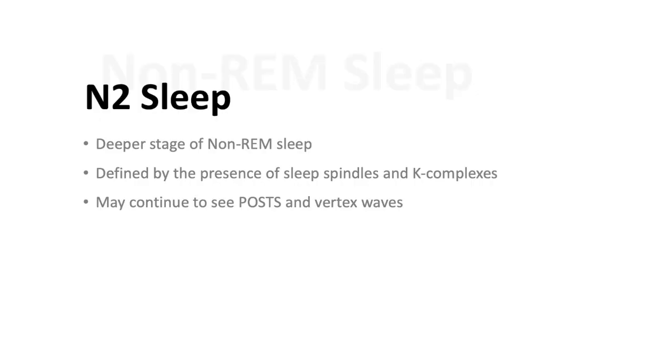N2 sleep is a deeper stage of non-REM sleep than N1. This stage of sleep is defined by the presence of sleep spindles and K complexes. You may continue to see POSTs and vertex waves, which were identified in N1 sleep. They may be present as well during N2 sleep. However, once you see spindles and K complexes, you identify the region of recording as N2 sleep.